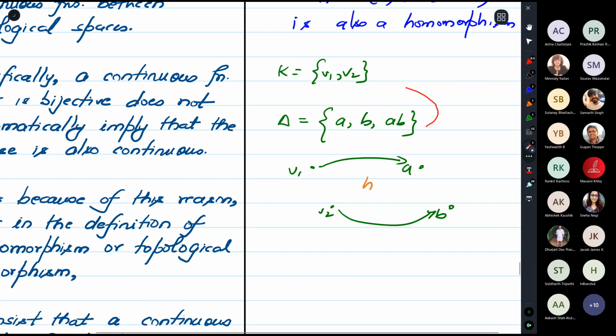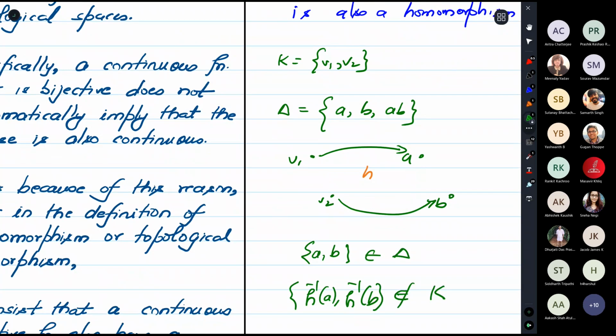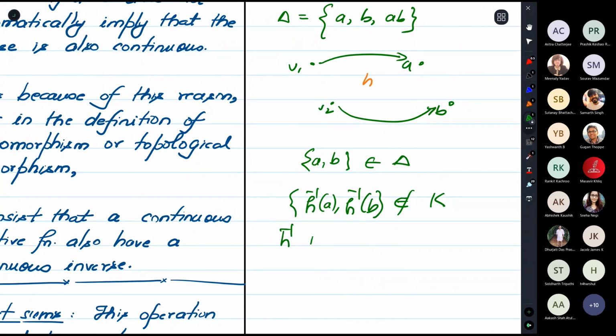However, the H inverse map is actually not a homomorphism between the simplicial complexes. Let's be careful. So you have this edge AB. This is a face in delta, and H inverse of A, comma H inverse of B, this is not a face in K, right? So because of this reason, H inverse is not a homomorphism between delta and K, right?